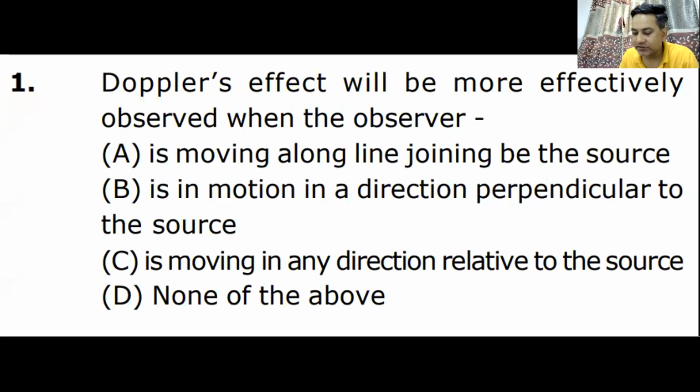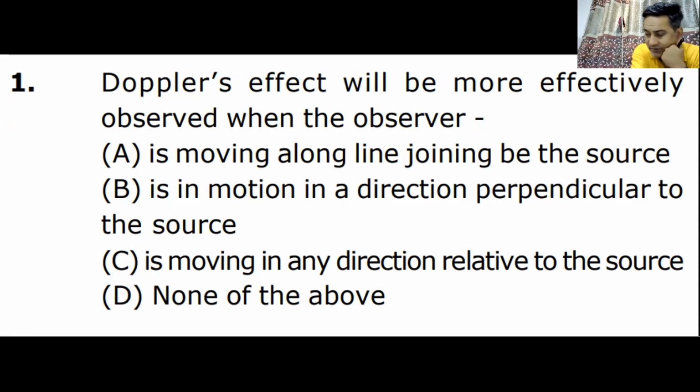Well, we then come to my favorite part, the question and answer part. This is the first question that we are going to deal with, question number 1 of your sheet. Doppler's effect will be more effectively observed when the observer is moving. Option A, along the line. Option B, perpendicular to the line. Option C, in any direction. And option D is none of the above.